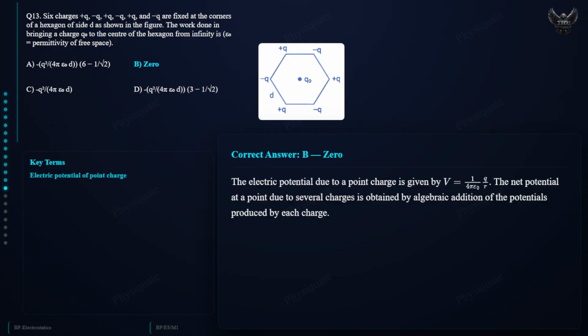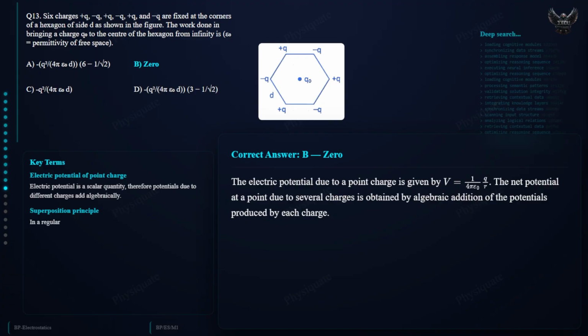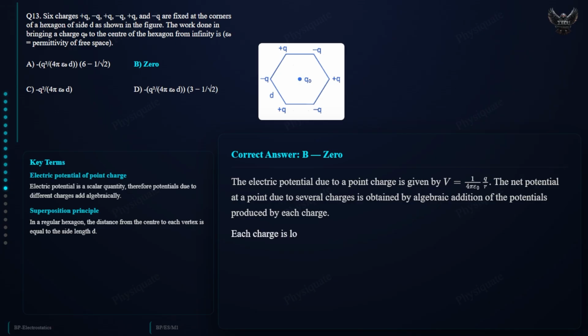Now let us consider electric potential of point charge. Electric potential is a scalar quantity, therefore potentials due to different charges add algebraically. Let us examine the superposition principle. In a regular hexagon, the distance from the center to each vertex is equal to the side length d. Each charge is located at the same distance d from the center of the hexagon.